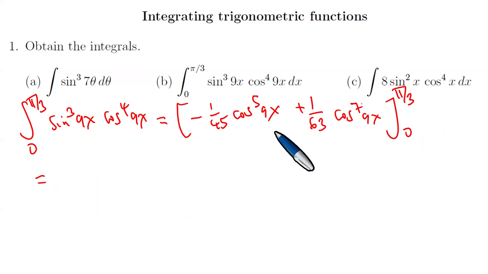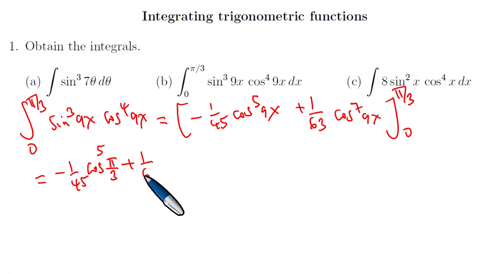Meaning that at this point, you plug in the limits and you have minus 1 out of 45, the cosine of pi over 3 to the fifth power, plus 1 over 63, cosine to the seventh of pi over 3, okay, with the 9. So that's going to be exactly 9 pi over 3 here. On this one, it's exactly 9 pi out of 3.